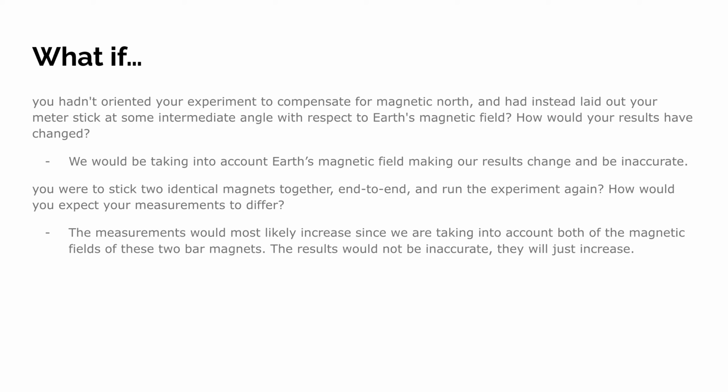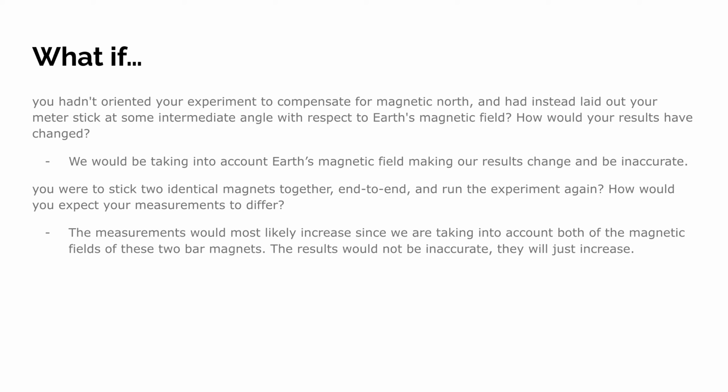Finally, for the what if portion of this lab, what if you hadn't oriented your experiment to compensate for magnetic north and had instead laid out your meter stick at some intermediate angle with respect to Earth's magnetic field? How would your results have changed? We would be taking into account Earth's magnetic field, making our results change and be inaccurate, since we would be taking into account an extra magnetic field that would be disrupting our results of the magnetic fields created by the bar magnets.